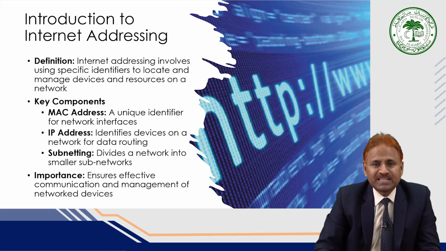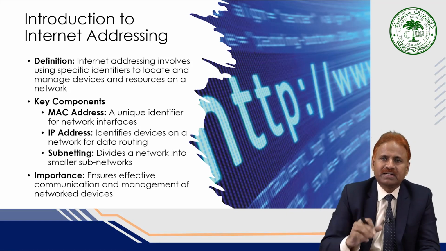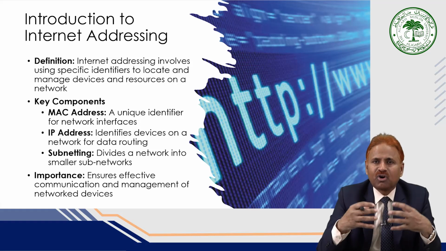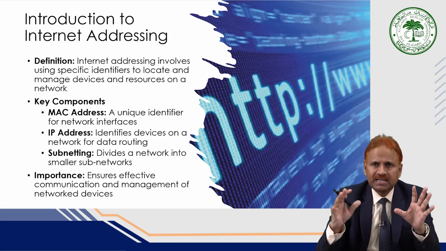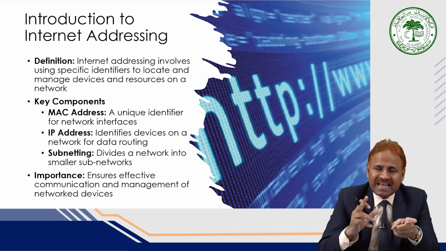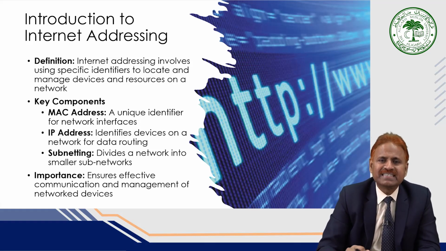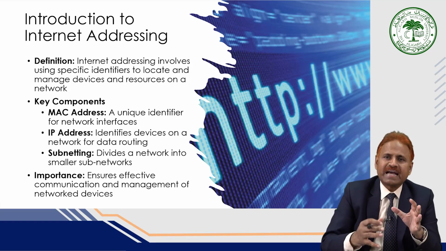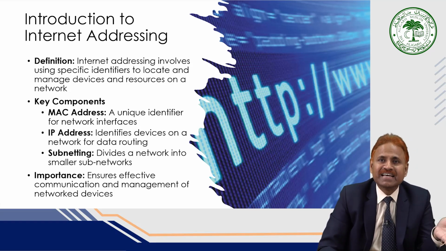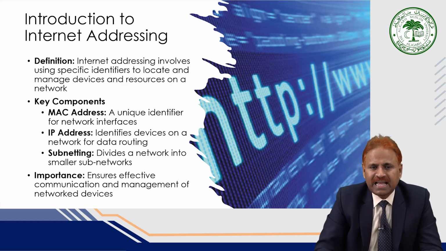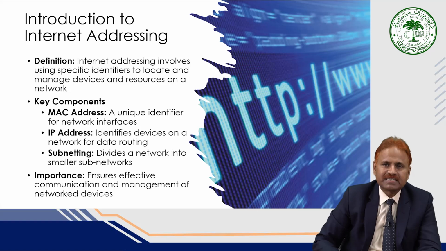It identifies devices on the network for data routing. So all the devices which are part of the computer network have a unique IP address, Internet Protocol address. How these addresses are written, what is the format of these addresses, we will discuss in the latter part of the discussion. But all the devices which are part of the network must have a unique IP address. And subnetting. Subnetting basically divides a network into smaller subnetworks so that the delivery of the message becomes easier for the protocols. Importance: it ensures effective communication and management of network devices.